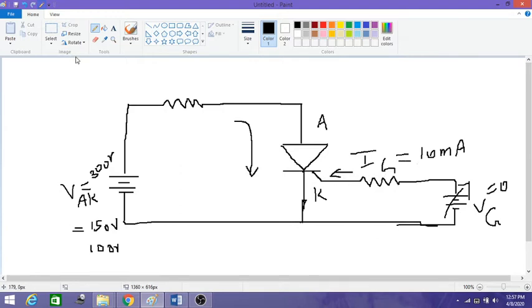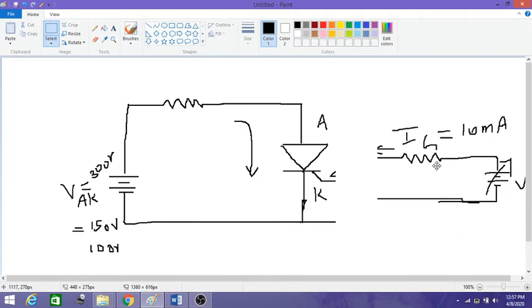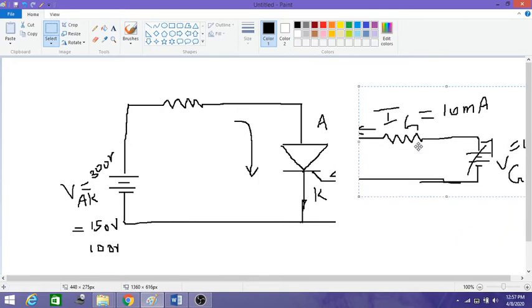Once this SCR is in the on state, what happens if I disconnect this gate voltage or the gate current? Still the diode is in the on state, so still there is a flow of current from anode to cathode. So the gate doesn't have control over the SCR once the SCR is in the on state. Then we require a different process to turn off the SCR, which might be a natural commutation process or a forced commutation process, that we are going to discuss later.